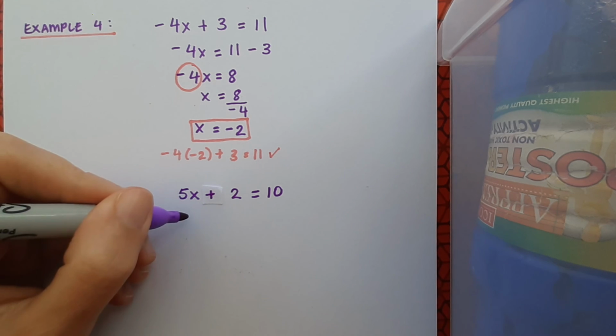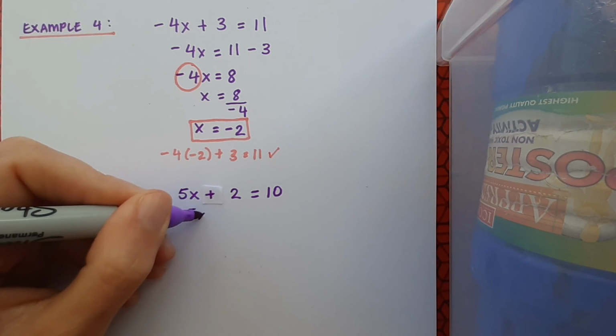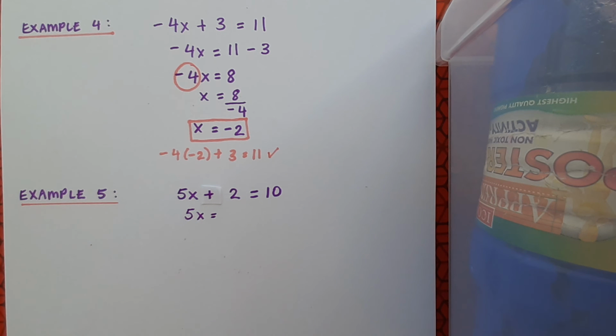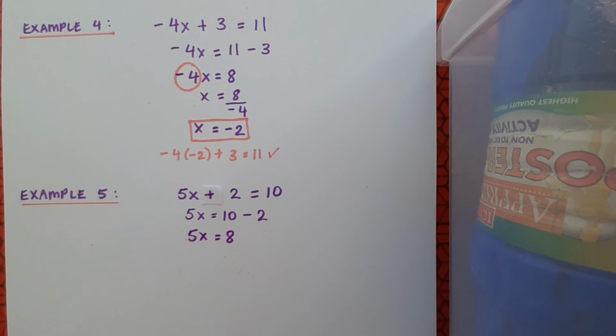Okay, so I'm going to keep 5x on the left. The 10 is already on the right. The 2 comes over and subtracts. I tidy up and I get 5x equals 8. I want to get the x by itself, so I keep the x on the left-hand side. The 8 is already on the right, and the 5, which is the coefficient of x, comes across and divides.